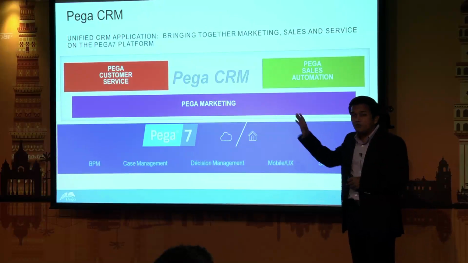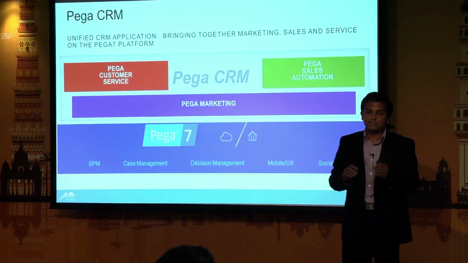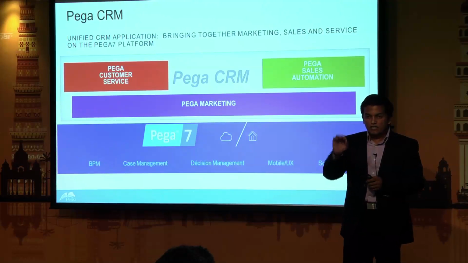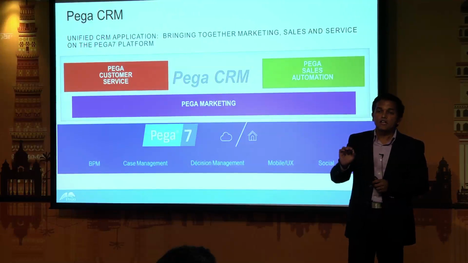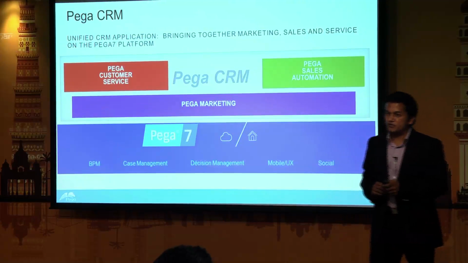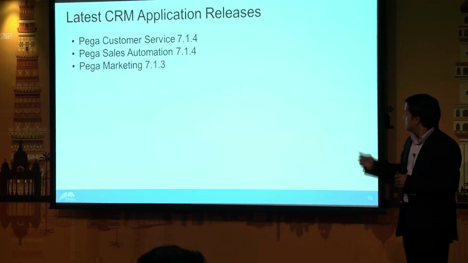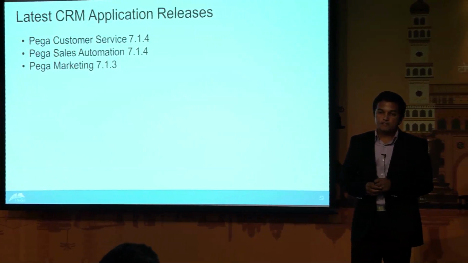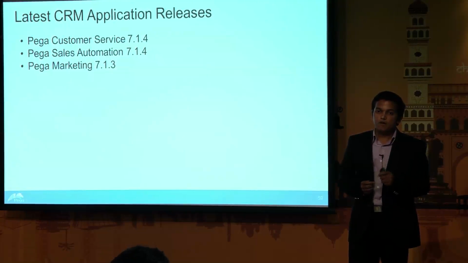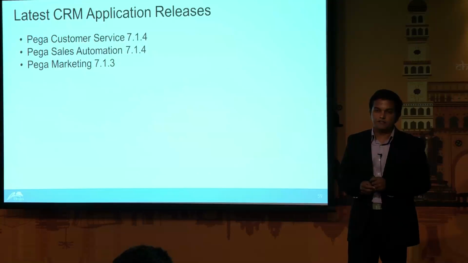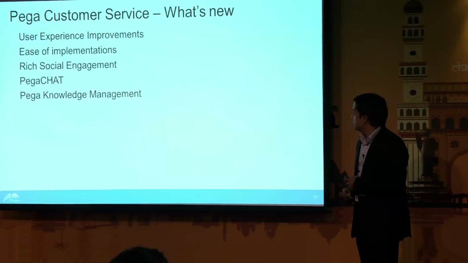All of these products individually had major releases this year. We're going to talk more about each of these products in detail and some of the key features that we have in the latest version of each of these products. So as I told you, in Q3 of this year, Pega Customer Service, Pega Marketing, and Sales Automation, all three products had major releases this year. So let's start with Customer Service.